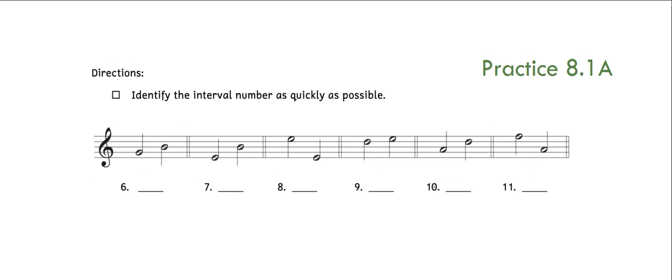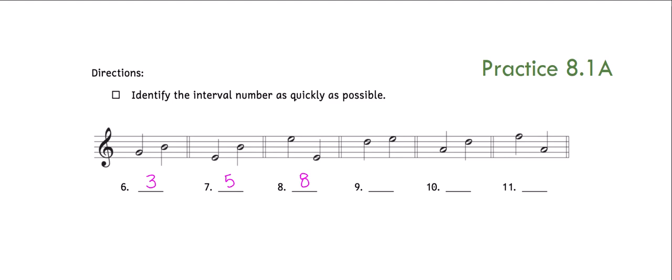Number 6, G to B, line to line, this is a third. Number 7, E to B, line to line, this is a fifth. Now number 8 is a descending melodic interval, but you're still going to start on the bottom and count up. Here we have E to E. Since it's the same note, this is an octave.